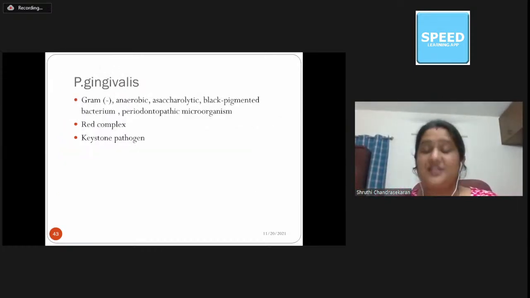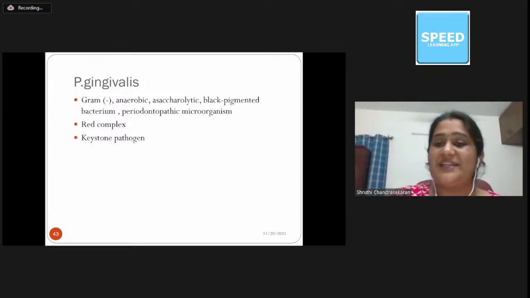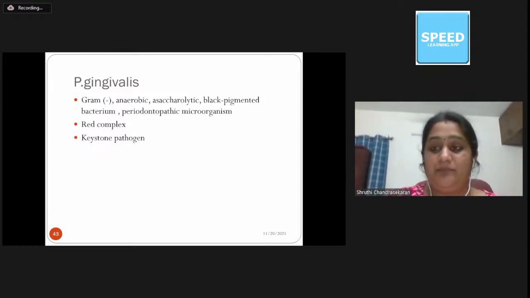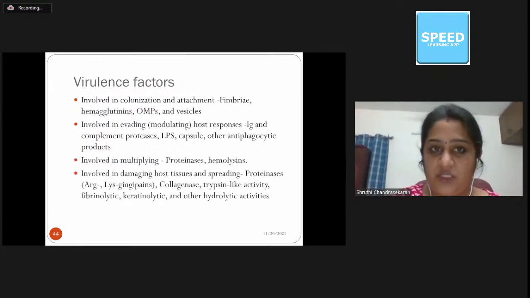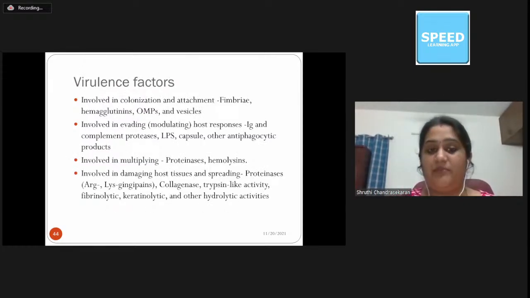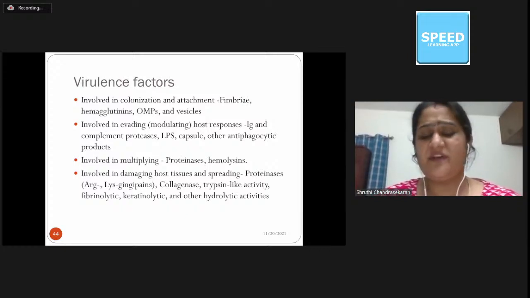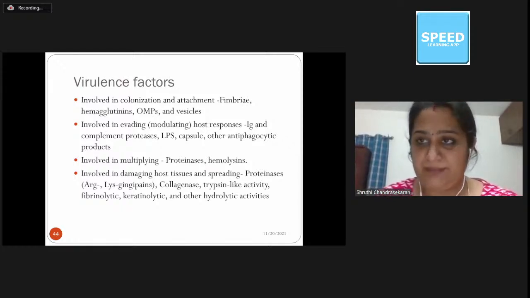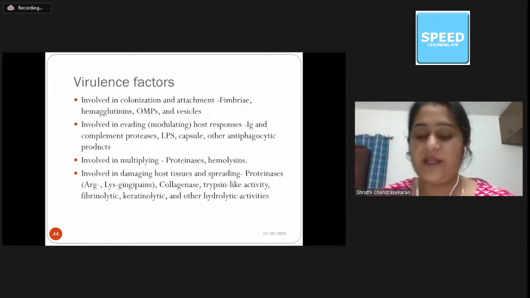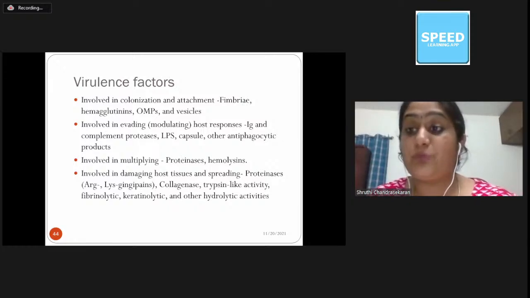Next is P. gingivalis. The three things that you have to know is it's a red complex bacteria. You already know that point. It's a keystone pathogen. I just mentioned it in the keystone pathogenesis. It is a gram-negative anaerobic asaccharolytic black-pigmented bacteria and is a very potent periopathogenic organism. The virulence factors, as already mentioned, invasion and colonization is mainly via the fimbriae, the hemagglutinin and the vesicles. The evading systems is via the immunoglobulin, the complement proteases, the LPS and other antipathogenic bacterial products which have been released by the bacteria. Multiplication is mainly with the help of proteinases.